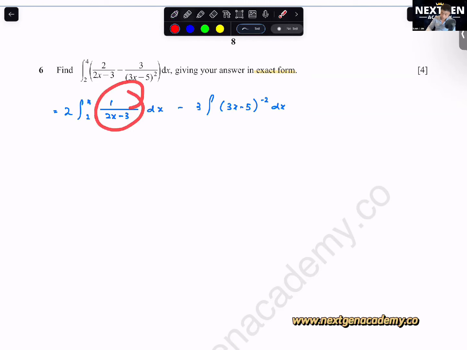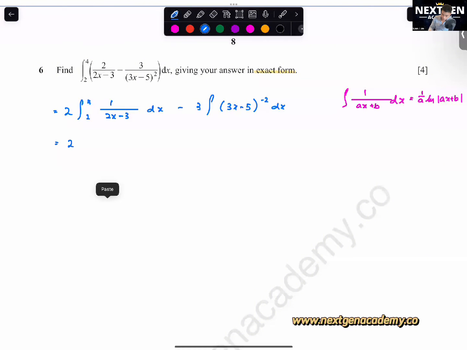This form is 1 over ax plus b. What you get is 1 over a ln ax plus b. Okay, please write this down. So here you get 2 times 1 over 2 ln 2x minus 3, from 2 to 4. In fact, later on I don't want this part here, I can just cancel it off. Okay, what about here? Minus 3.